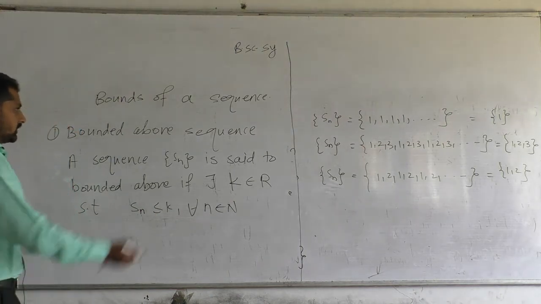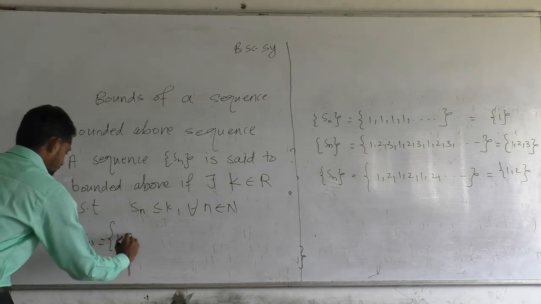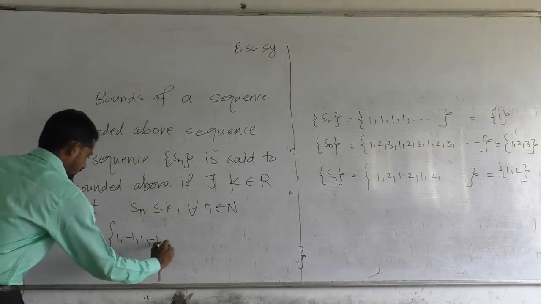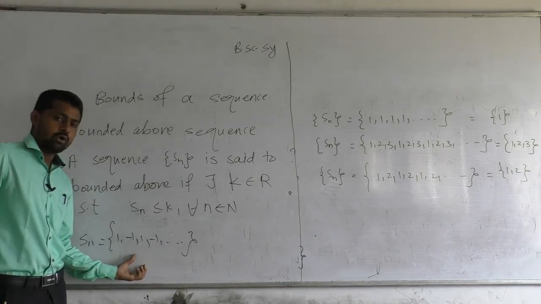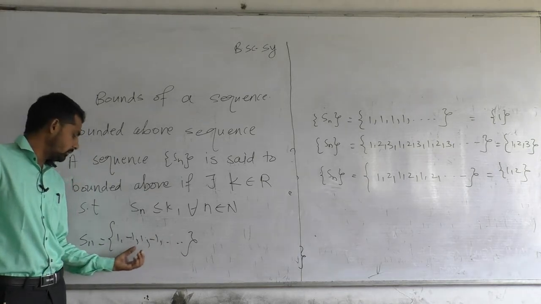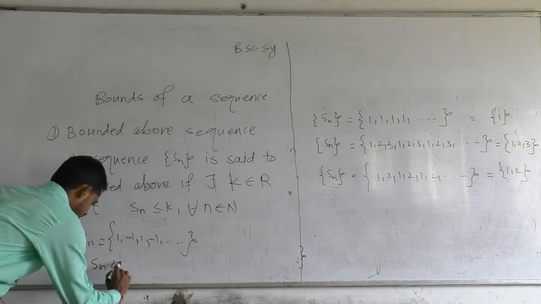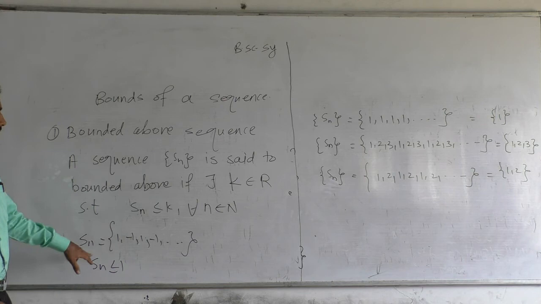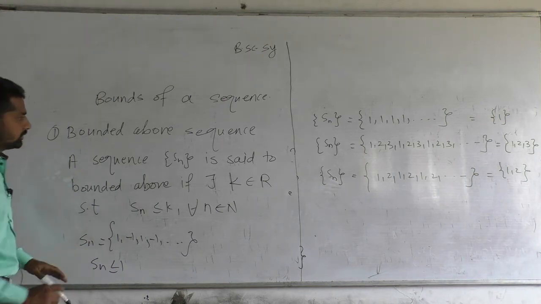For example, Sn is 1, minus 1, 1, minus 1, and so on. Now this sequence is bounded above, and the upper bound of the sequence is 1. That is, every element of the sequence is less than or equal to 1. So the upper bound of this sequence exists and it is equal to 1. Therefore, this sequence is bounded above.